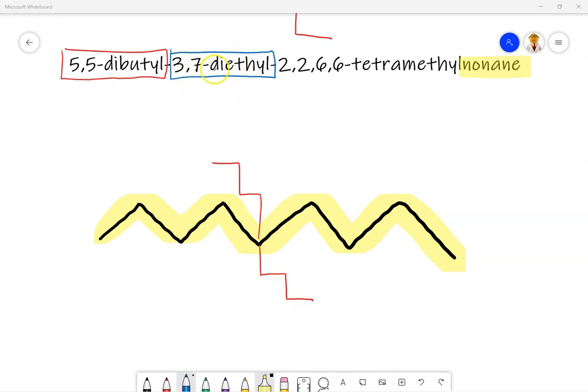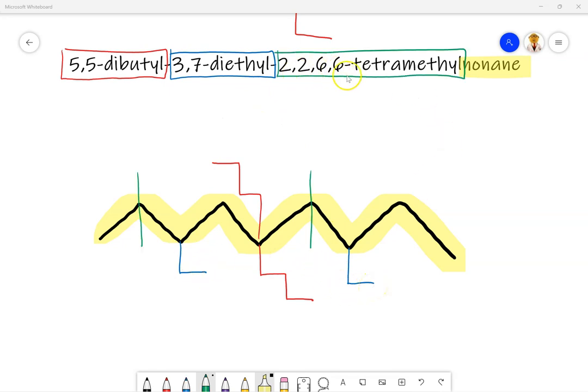3,7-diethyl with the prefix di telling me that there are 2 of these ethyl branches located on the number 3 and number 7 carbon. 1, 2, 3, 4, 5, 6, 7. And ethyl branches should contain 2 carbons each. 2,2,6,6 tetramethyl tells me I have 4, so that's a tetra, of these methyl branches, and they're located on number 2 and 2 carbon. So there's number 2 carbon, so there's 2 of them there. And also the number 6 carbon, and here's the number 6 carbon, again 2 of them here. And that's it. 5,5-dibutyl 3,7-diethyl 2,2,6,6 tetramethyl nonane should look like this.